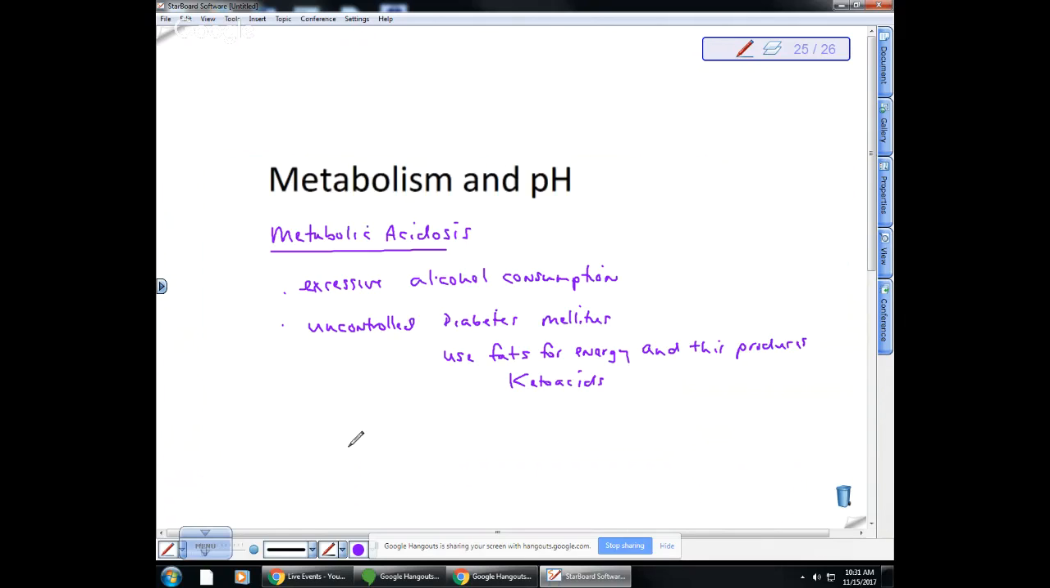Now, we do have the ability to get rid of excess hydrogen ions. The kidneys, in this case, would act to secrete hydrogen ions into the urine. So you might predict that somebody that drinks a lot of alcohol or has uncontrolled diabetes would also have very high pH, or excuse me, low pH, very acidic urine.